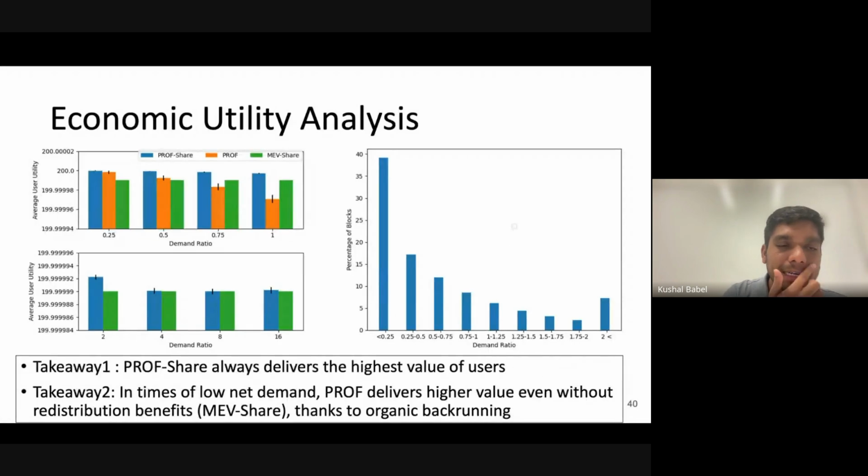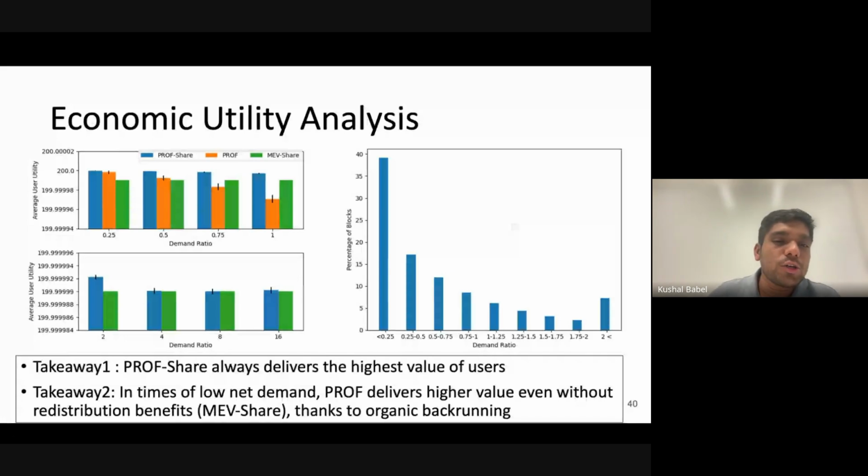So this is the utility analysis. You'll see prof share is better than both the mechanisms because it's protecting the users and it's redistributing the value to them. Prof is better than mev share even without redistribution in some cases where the demand ratio is small. If you have more chances for organic backrunning, the demand from the users is balanced between buys and sells, then the protection that users get in prof outweighs any leakage that happens in mev share to arbitrageurs.